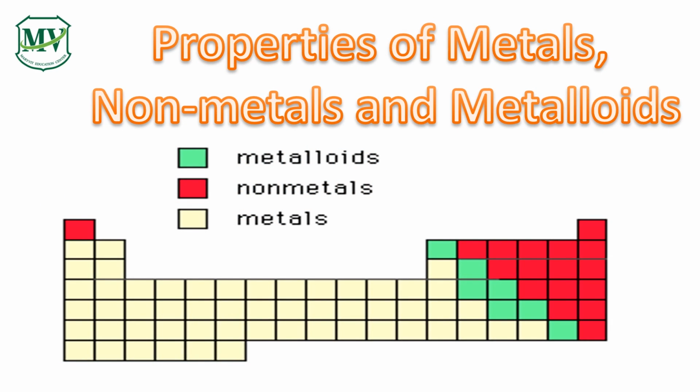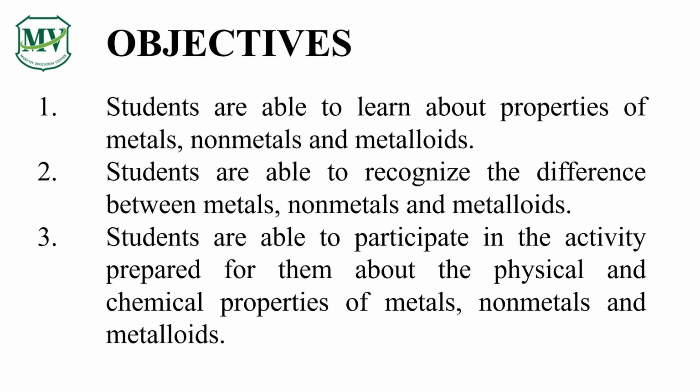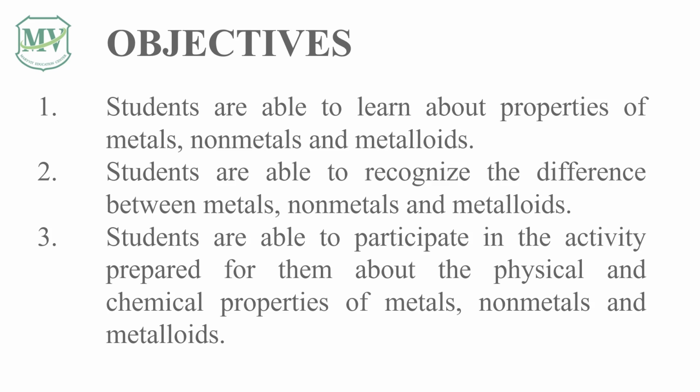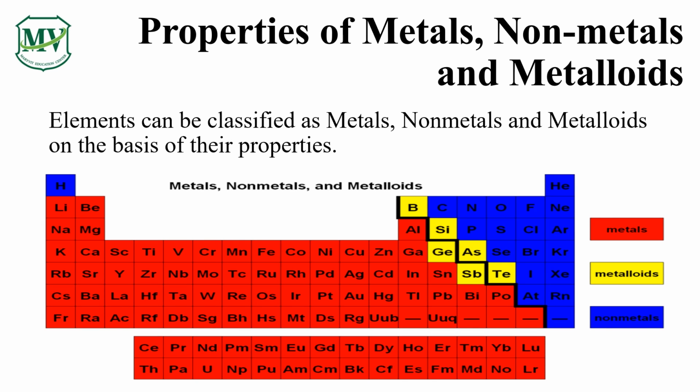Let's get started with the lesson part. Here are the three things that you will be learning today. Number 1, learn about properties of metals, nonmetals, and metalloids. Number 2, recognize the difference between metals, nonmetals, and metalloids. And number 3, participate in the activity prepared for you about the physical and chemical properties of metals, nonmetals, and metalloids.